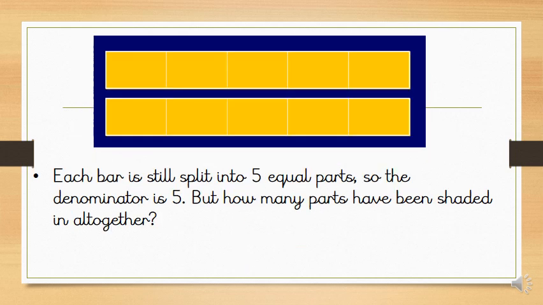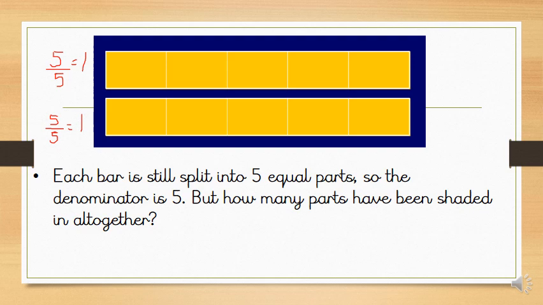So let's have a look at this one then. Okay, so if we look at the first shape here, let's have a look what it's been split into to find the denominator. We can see that it's been split into 5, and then how many parts have been shaded in? 5. Well done. So we've got 5/5 on the top one, and we know that 5/5 is equal to 1 whole. Let's look at the bottom one. Again, it's been split into 5 equal parts, and 5 of those equal parts have been shaded in. So we've got 5/5, which is equal to 1 whole.